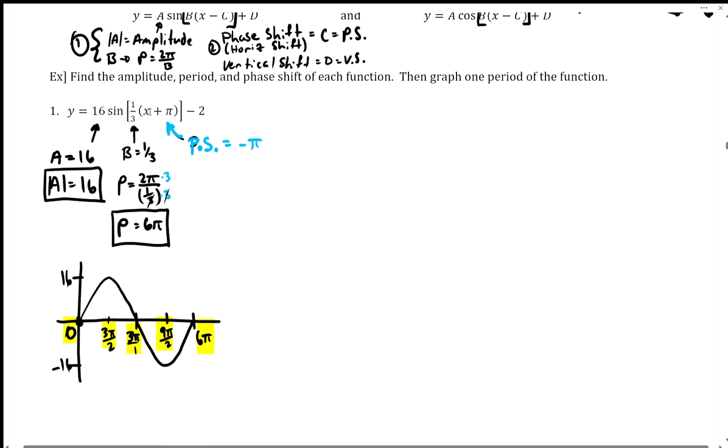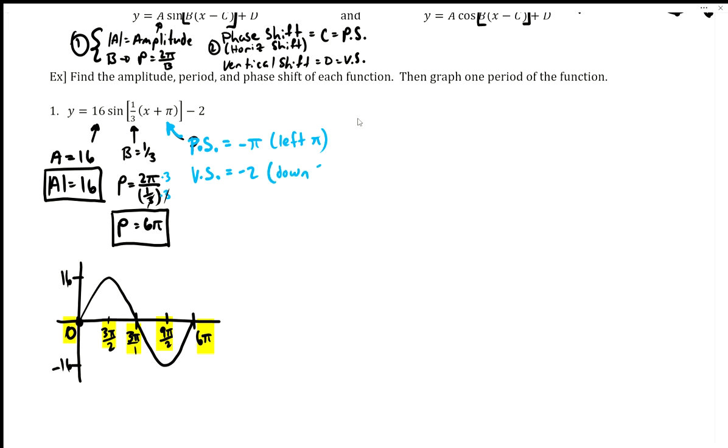So our phase shift, we see, oh, x, do the opposite, so it was a plus, but make this negative. The vertical shift, we see, oh, minus 2, that should be negative 2. The phase shift, again, is horizontal, so that means we will go left pi. The vertical shift is vertical, so negative 2 means we will go down 2.